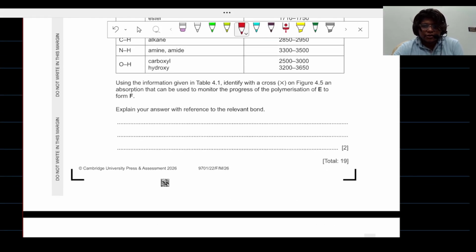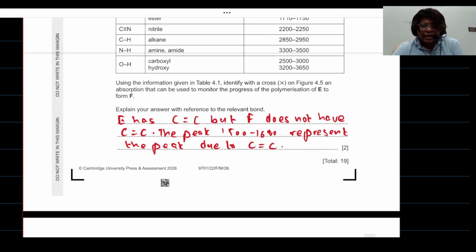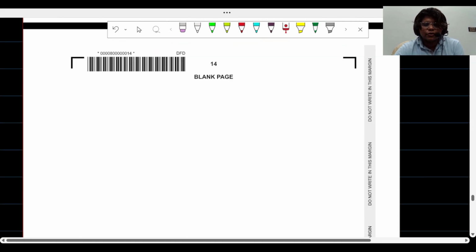So explain your answer, right? Why do we have this peak and why can we use this peak? Because E has a carbon to carbon double bond, but F does not have a carbon to carbon double bond, right? And the peak at 1500 till 1680 represents the peak due to the carbon double bond. So we can easily monitor it, and hence we can observe the progress of the reaction, right?